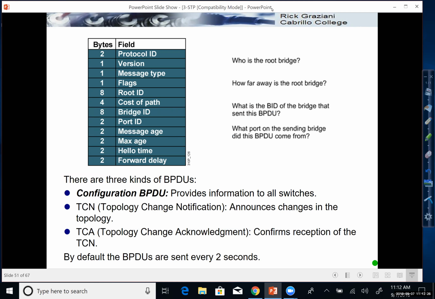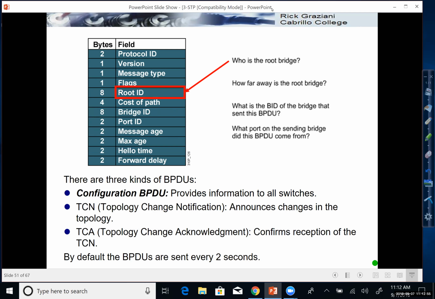This is what the switches use to determine who the root bridge is and have spanning tree converge, so we only have one path to the root bridge and block any redundant paths. BPDUs are sent by switches out all ports every 2 seconds. Let's take a brief look at what is in a BPDU.